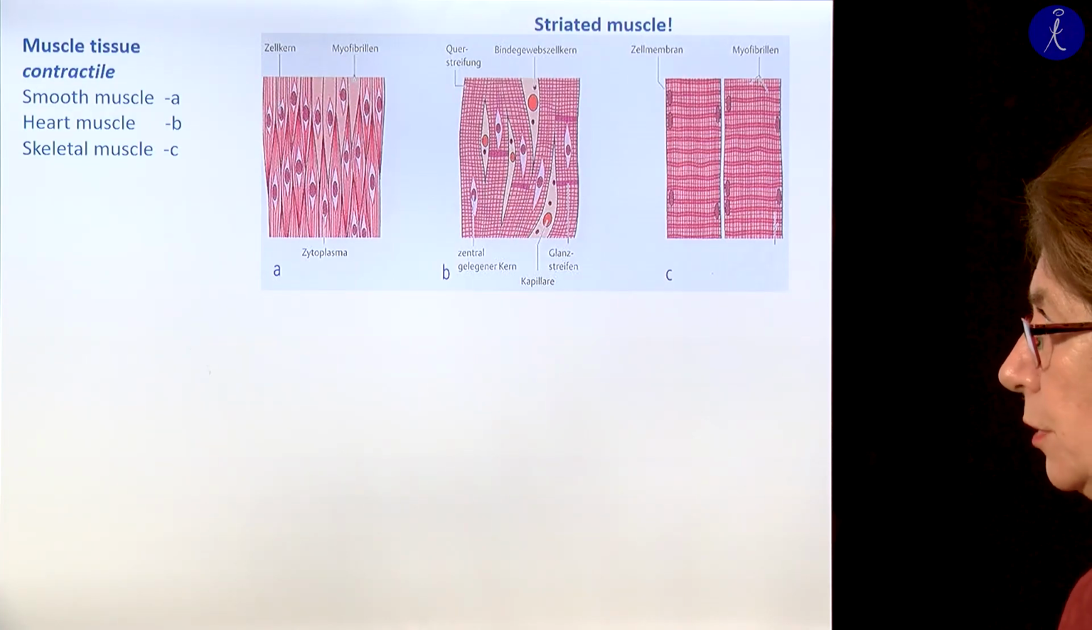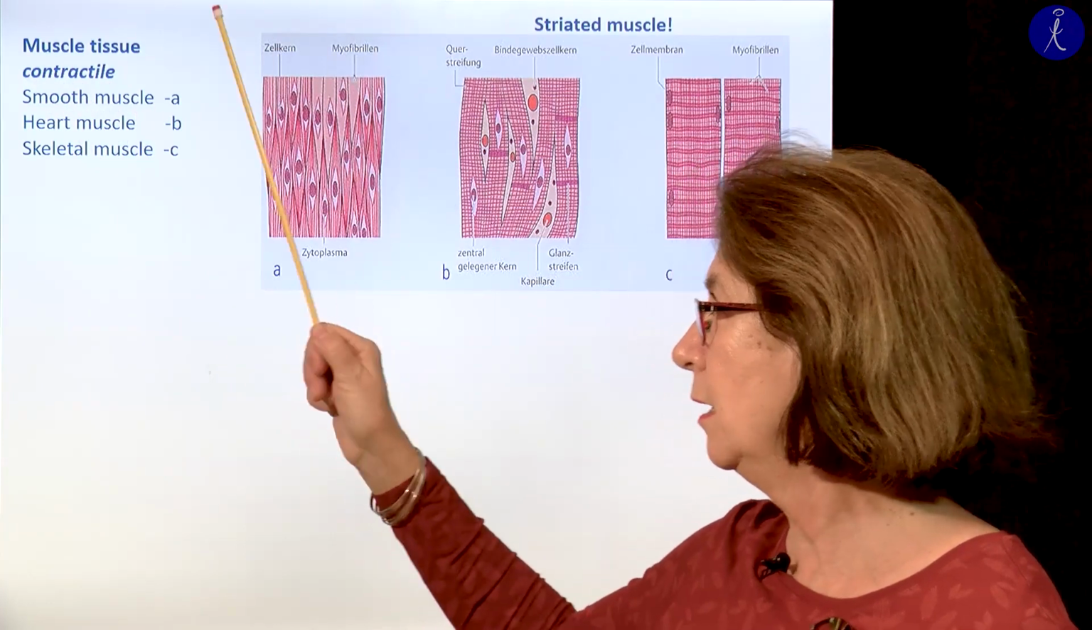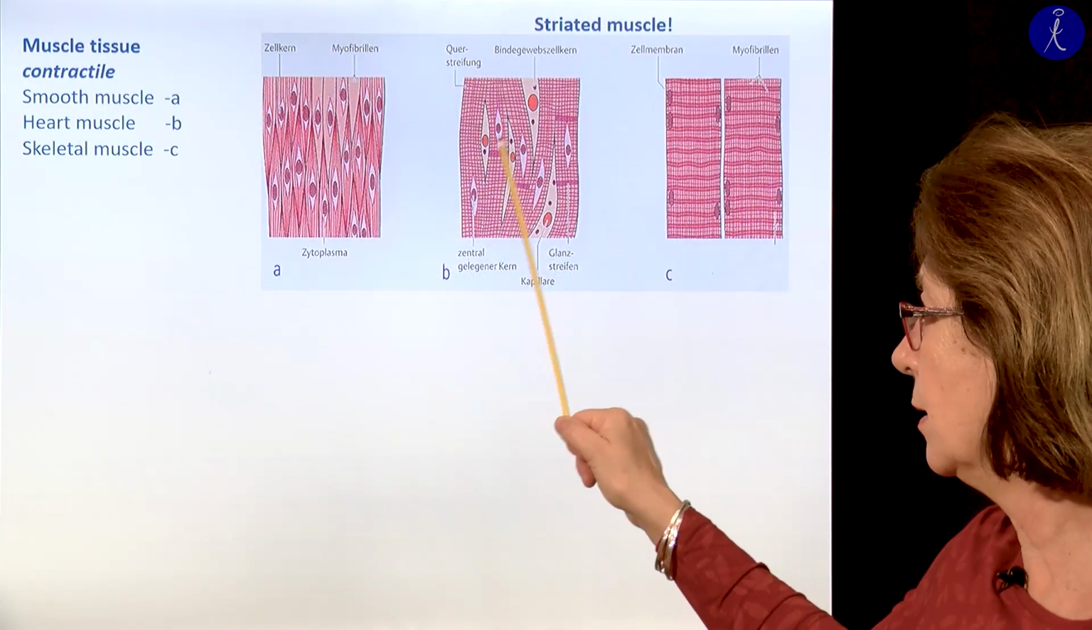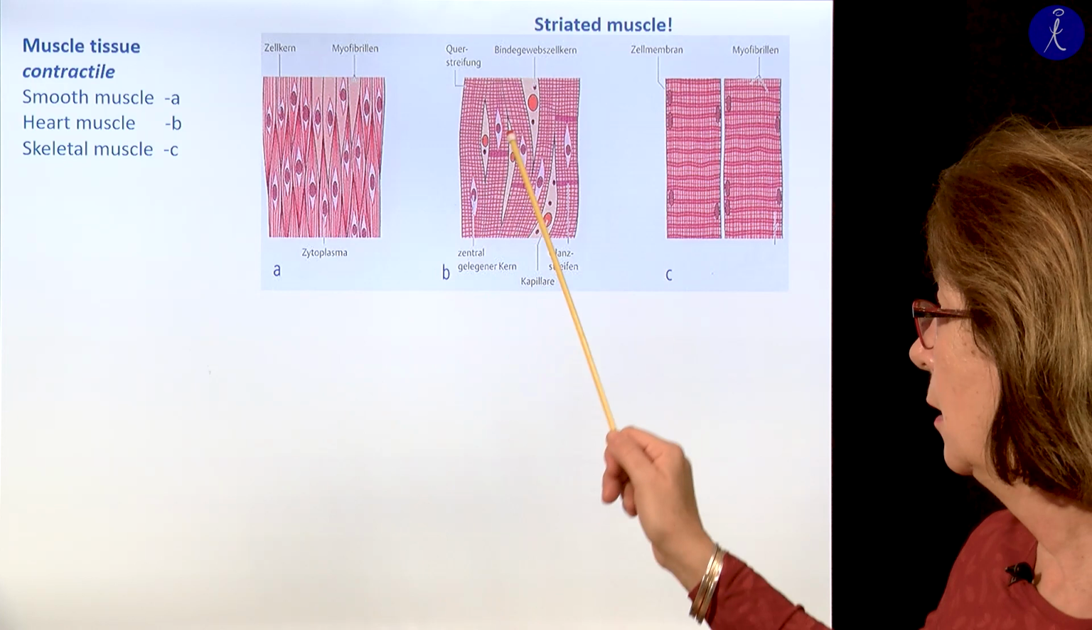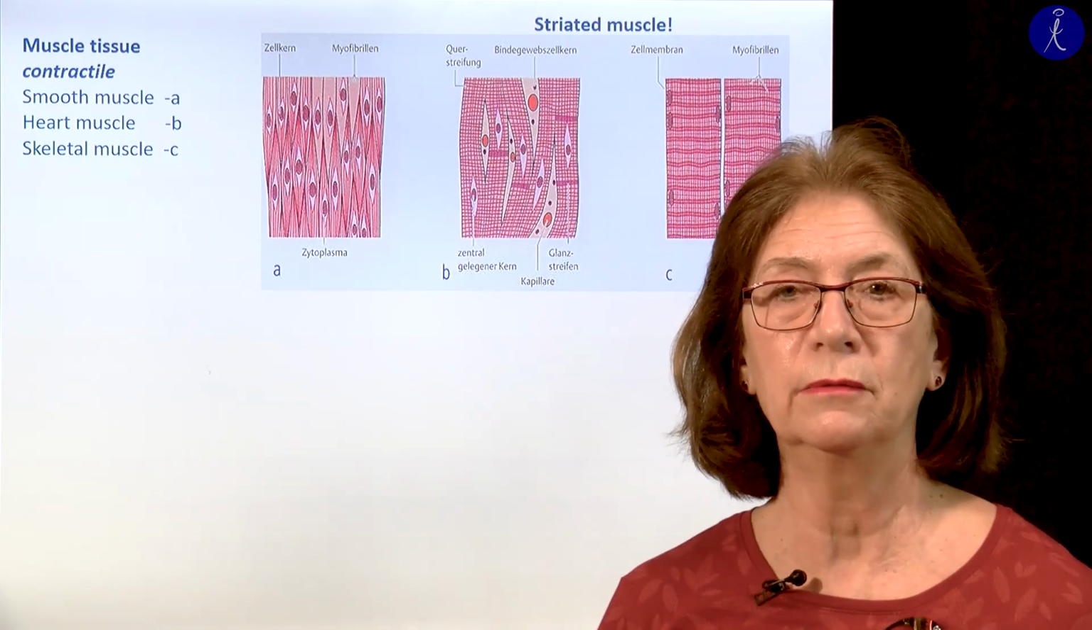Now, muscle tissue. The most characteristic feature of muscle tissue is that it may contract. We have smooth muscle, heart muscle, and skeletal muscle. Both the heart muscle and the skeletal muscle are striated muscles.